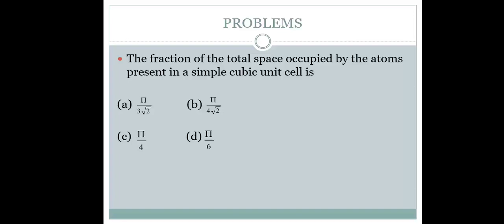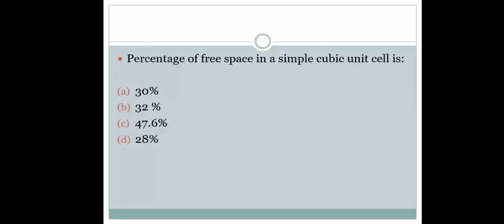That is a direct question, and the answer is option D, π/6. This was one of the questions from the NEET examinations. Again, a question from the NEET examination: the percentage of free space in a simple cubic unit cell is, see, that's what I've told you. If you remember, it will be easy. That is nothing but 47.6%. So these are the types of problems which you will encounter in this topic, and that is how we derive the packing efficiency of a simple cubic unit cell.